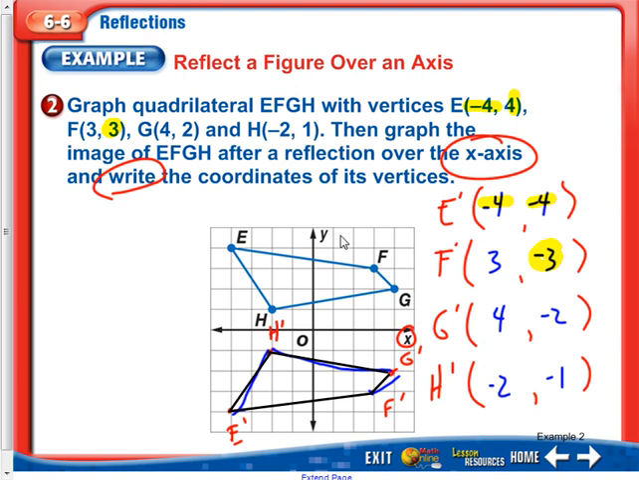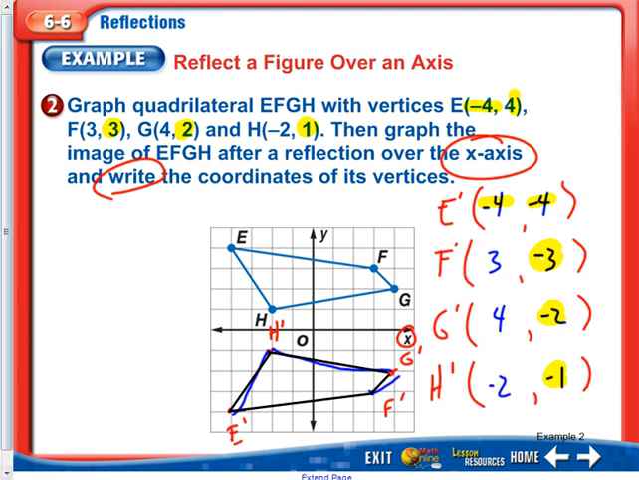G goes from 4 to 4, so that didn't change, and 2 to negative 2. So again, our Y values are opposite. H goes from negative 2 to negative 2, and it goes from positive 1 to negative 1. So again, the Y values are opposite. That's something I want us to keep track of.